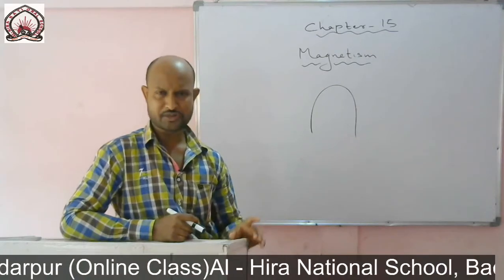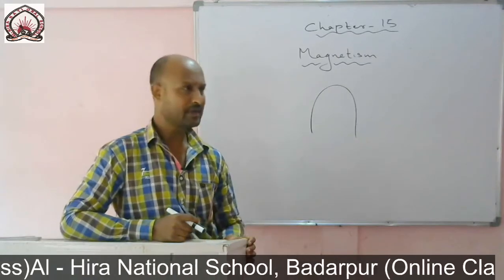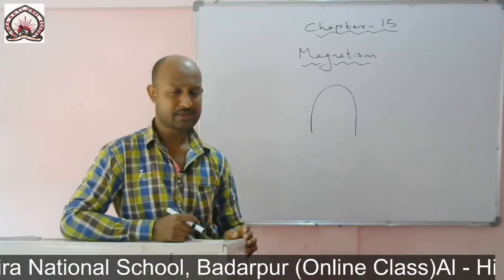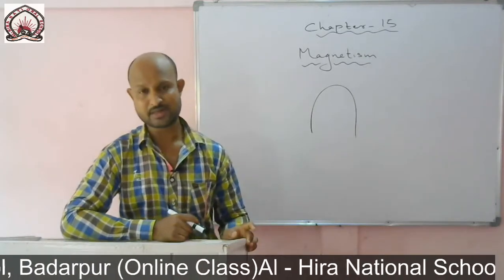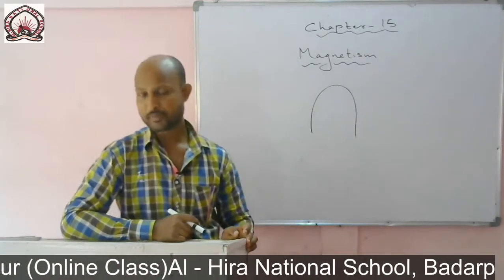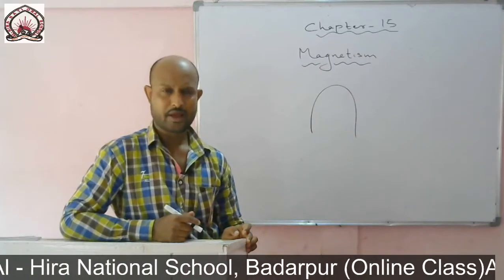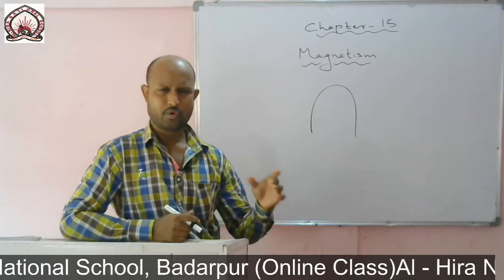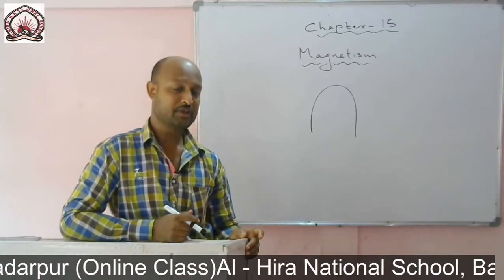So we are able to understand that magnets attract iron particles. All the substances that get attracted to a magnet are known as magnetic substances. Only the magnetic substances are attracted by a magnet, like iron, nickel, cobalt, aluminium. We know all these are substances which are easily attracted by a magnet.